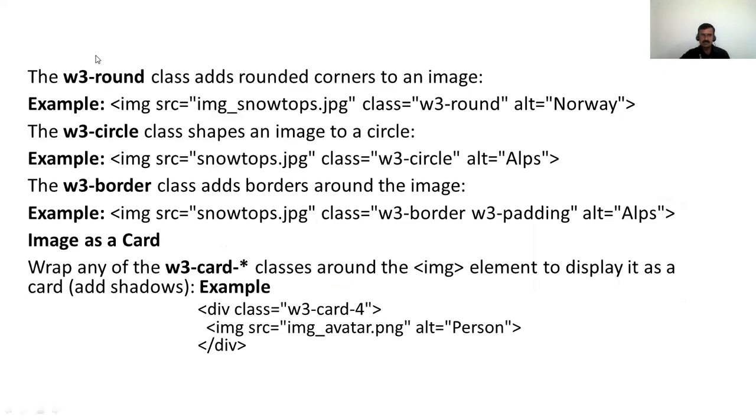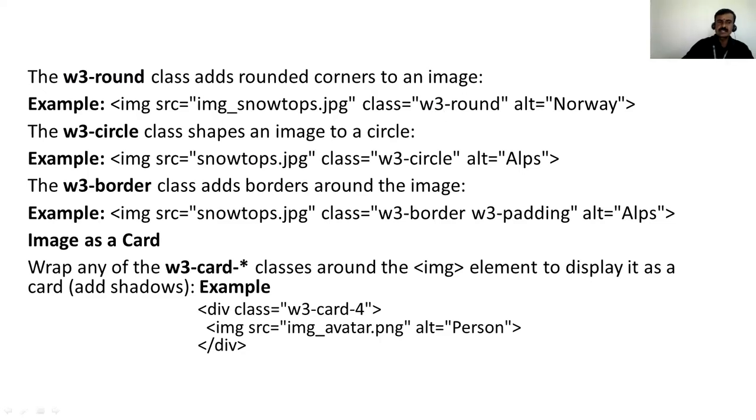The first example is the round class. You can use the w3-round class. You have to add it in the image tag, for example, the image tag with src. You already know the image tag, so no need to explain that. You have to mention the src source file. You can directly mention the file name if it is in the same folder, otherwise you have to give a path name. That is very important. Inside the image tag you have to write class equal to w3-round. That class name you have to mention here.